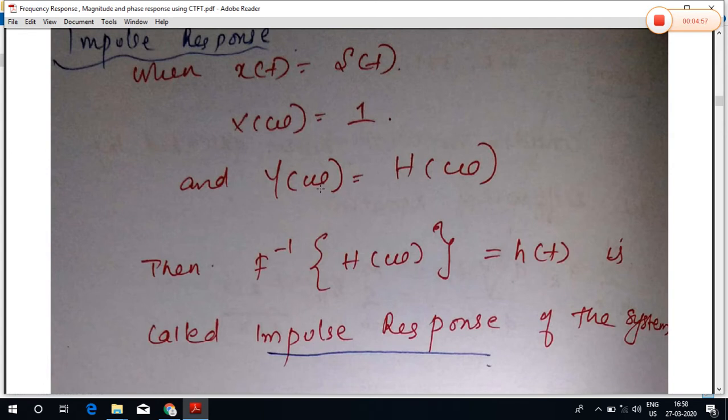So if you want to find out the impulse response, you just have to find h of omega, which is equal to y of omega, and take the inverse Fourier transform of h of omega. That will yield you h of t, which is called the impulse response of the system. So this is also another type of problem that might come in this section, that is to find the impulse response. Just equate y of omega and h of omega so that you can take its inverse and you will get h of t, which is the impulse response of the system.